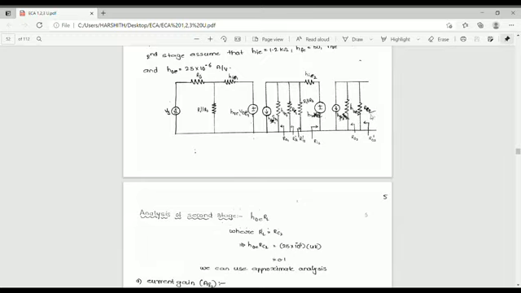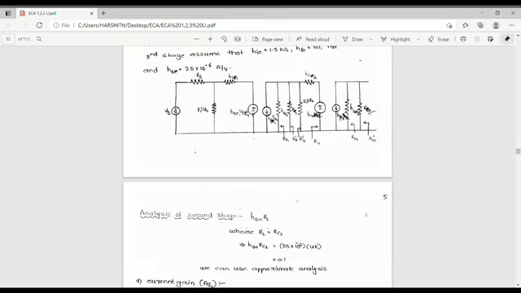Because hoe RL equals hoe RC2, the hoe value is there and the RC2 value is there. So 25 into 10 power minus 6 into 4k. 4k means 4 into 10 power 3. That is equal to 0.1. So we can use the approximate analysis. Next one, current gain, AI2. So AI2 equal to minus hfe.